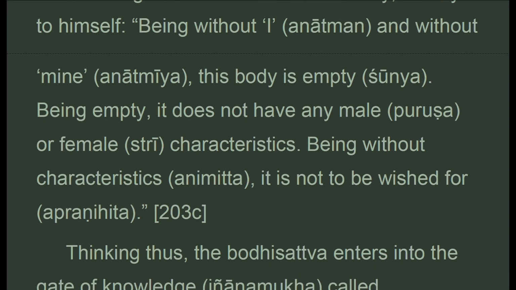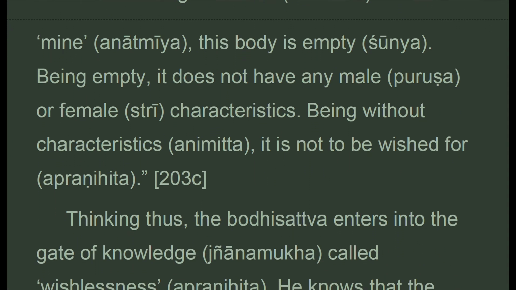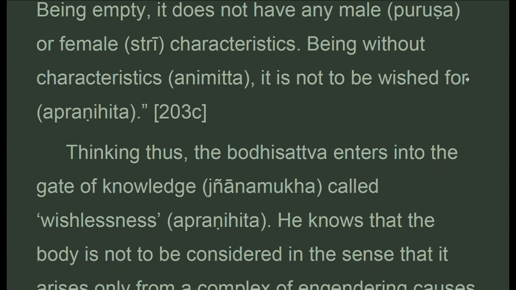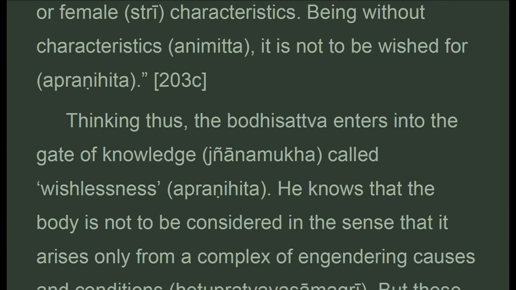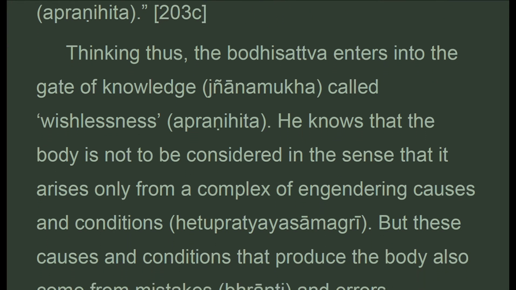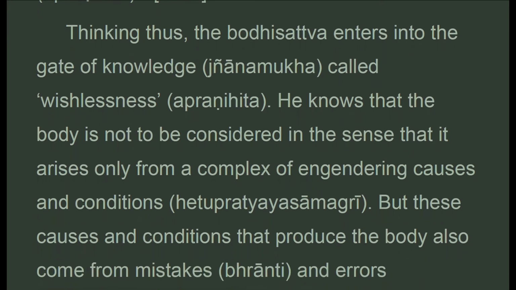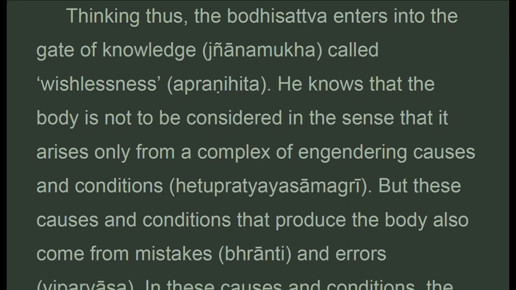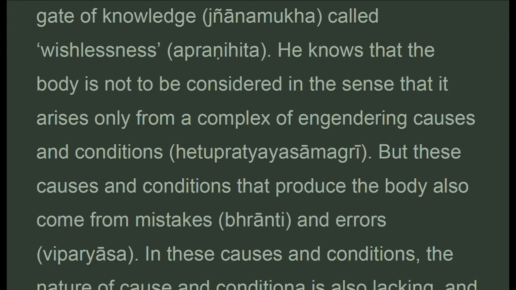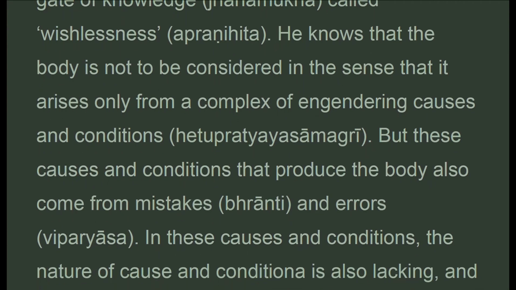Being empty, it does not have any male or female characteristics. Being without characteristics, it is not to be wished for. Thinking thus, the Bodhisattva enters into the gate of knowledge called wishlessness. He knows that the body is not to be considered in the sense that it arises only from a complex of engendering causes and conditions.